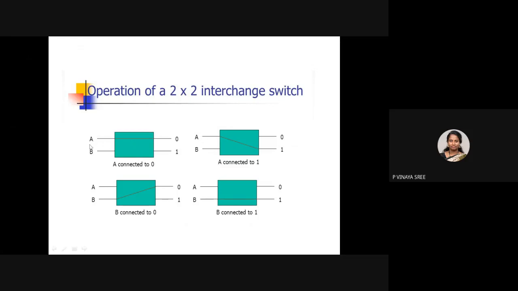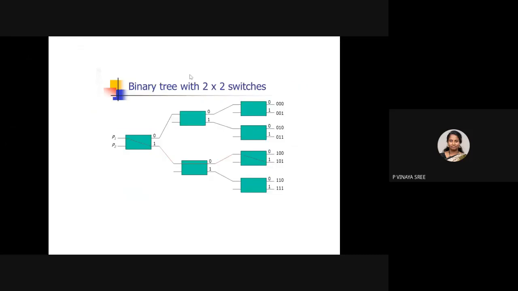So in this case, let us consider for the sake of understanding, if two inputs A and B want to connect with the output 0, it will not be possible. One will be connected and the other will be blocked. Now let me see a binary tree with two cross two switches.